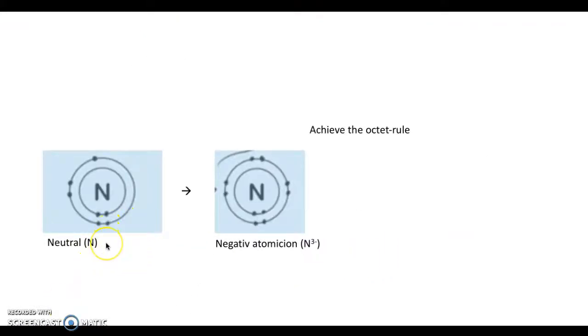Here we see a nitrogen atom that wants to achieve the octet rule, to have a full outer shell. In the neutral atom, we see that it has the same number of protons and electrons. For nitrogen to fulfill the octet rule, it must get 3 more electrons. Now that it has 8 electrons in the outer shell and has achieved the octet rule, the charge has also changed. There is no longer the same number of electrons and protons because it has gained 3 electrons, which give the nitrogen a negative charge and is written N3-.